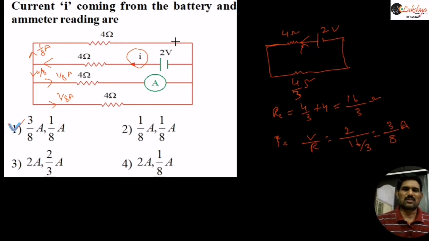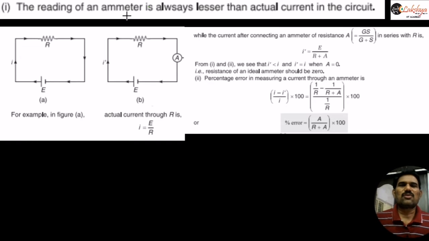So like that we need to solve in the case of ideal ammeters: we just need to find the current in the branches, which is nothing but the reading of the ammeter connected in that path. Generally, if you take a practical ammeter, it definitely possesses some resistance. In such cases the reading of the practical ammeter is always less than the actual reading.